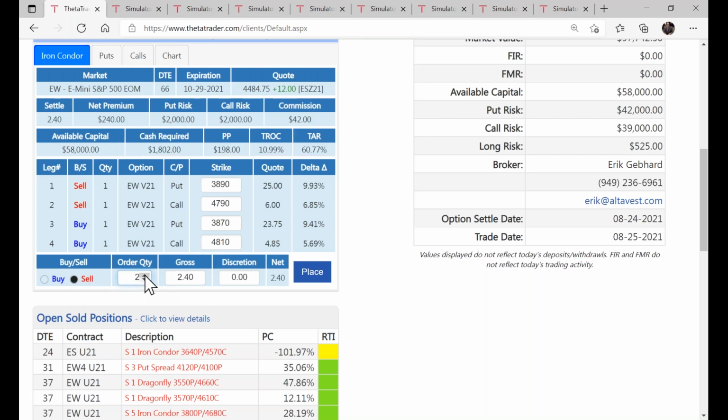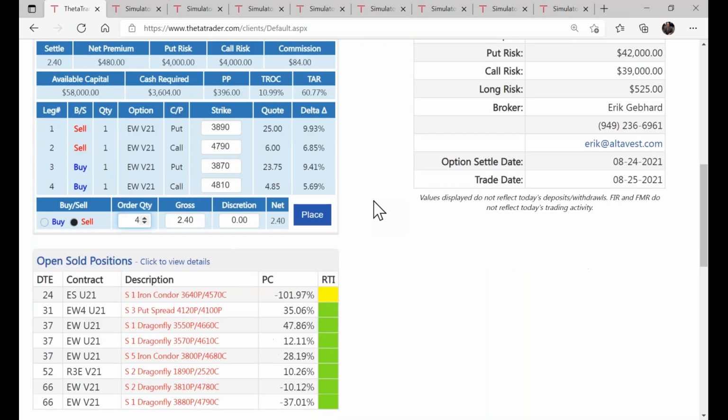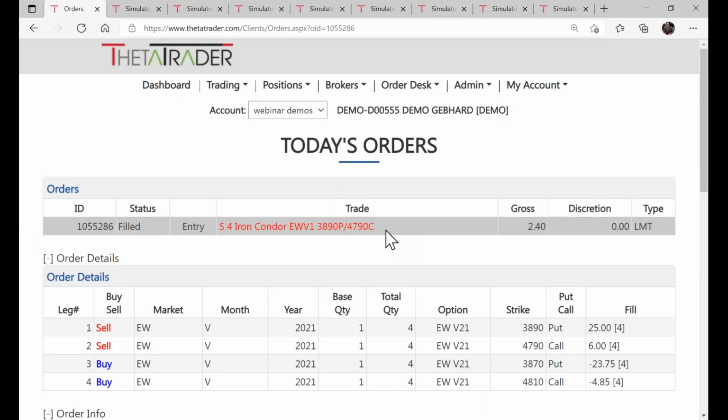It always defaults to a quantity of 1, but maybe we'll go ahead and do 4 of these, and you'll see the numbers change. And the valuation here is always chosen for you. The algorithm does all this for you, and then you go ahead and place the order, and that's it. So you can see it showing up there in the demo account.